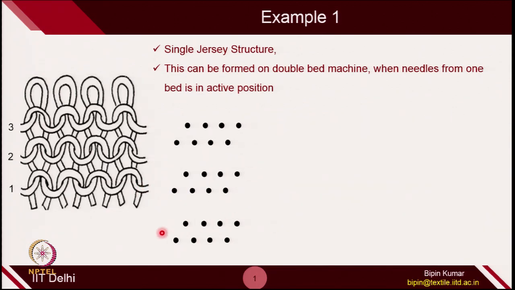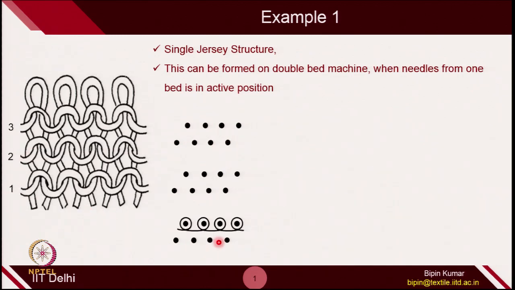Since it is a double bed, you need 2 sets of needles, one for the front bed, one for the back bed. This is how you represent it, and according to the nature of the fabric, the fabric is actually making the technical backside. If you recollect the previous lecture, you might know that the technical backside is produced only by the back bed. The back bed is represented by the top set of needles. So, in each row the top set represents the back bed and the bottom set represents the front bed.